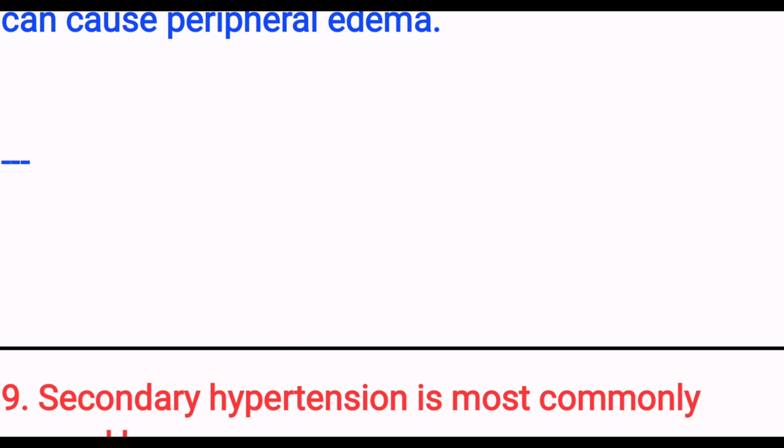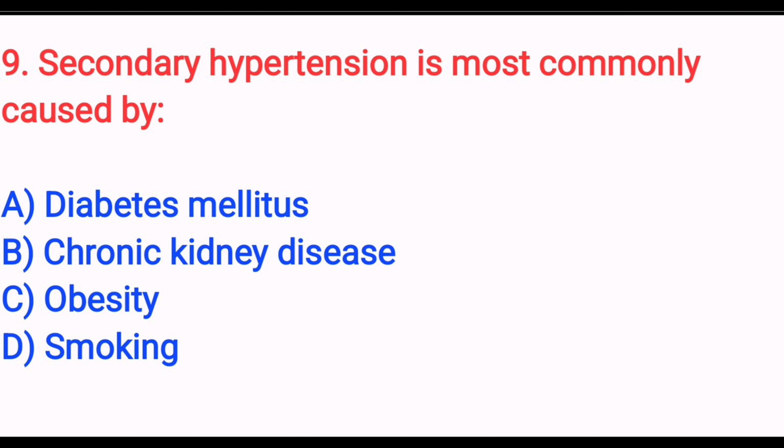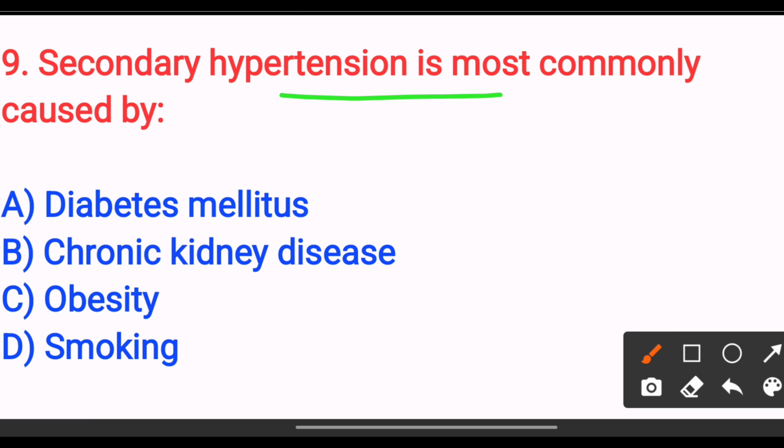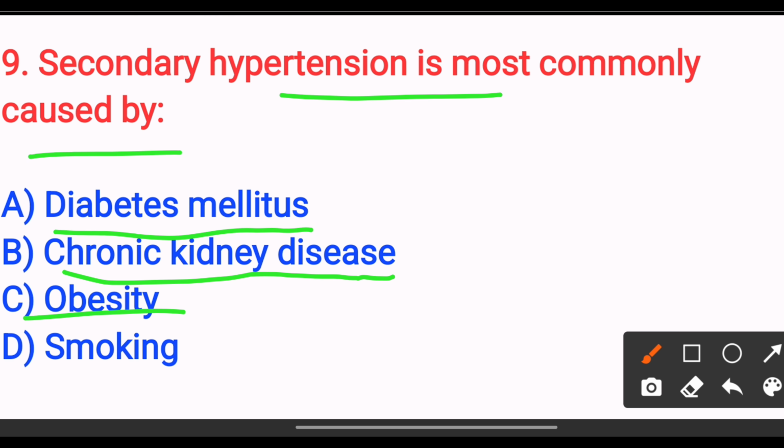Next, secondary hypertension is most commonly caused by: option A diabetes mellitus, option B chronic kidney disease, option C obesity, option D smoking. The answer is option B, chronic kidney disease. Chronic kidney disease and renal artery stenosis are common causes of secondary hypertension.